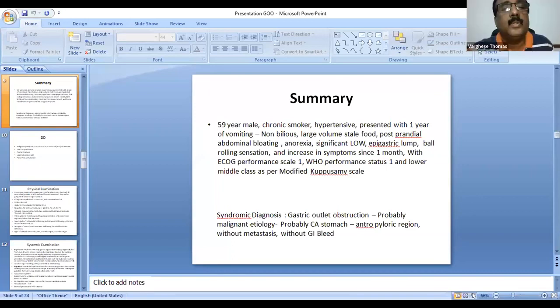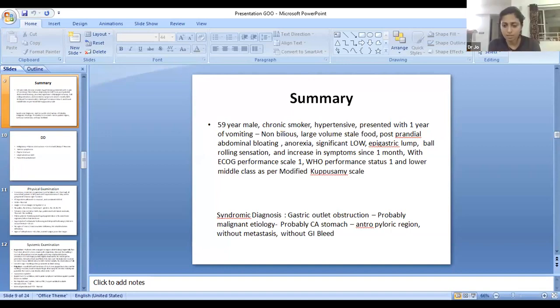Parag or any comments from Dr. Parag or Dr. Krishna Kumar? No, I just want to ask Dr. Jovida, what are the points in favor to say that there's a gastric outlet obstruction? You have said gastric outlet obstruction. Can it be simply gastroparesis? How do you differentiate gastroparesis from outlet obstruction?